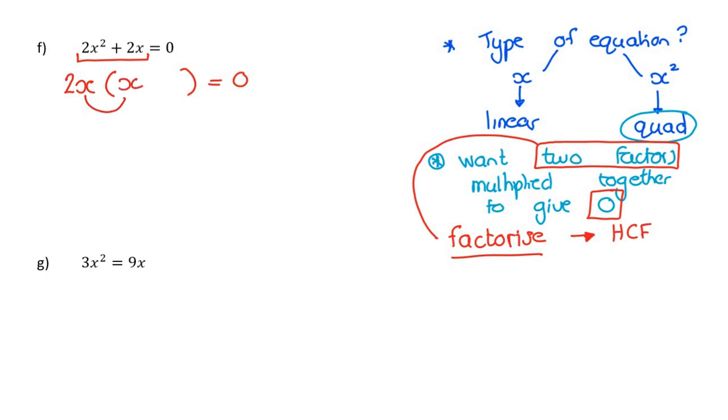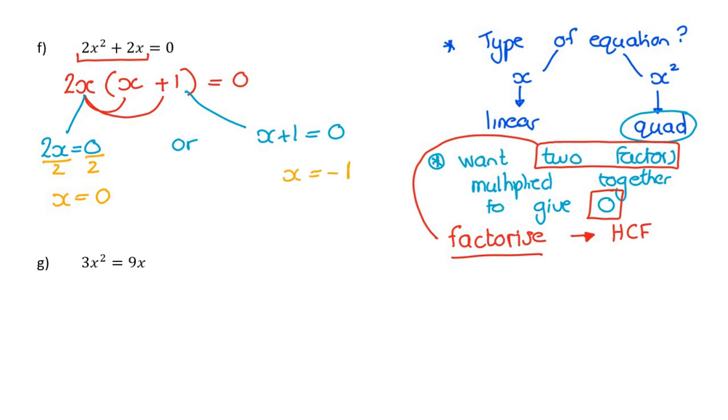2x times x will give me 2x squared, and 2x times 1 will give me 2x. And so what I've done is I've made it into a question that looks like questions A to E. So here I'm having to do an extra step to create the two brackets multiplied together to give me 0. So now I can either say 2x must be 0, or x plus 1 must be 0. So now to solve both of these, I'm going to divide by 2 on both sides, and 0 divided by 2 is 0, and I'm going to subtract 1 from both sides, so I get negative 1.